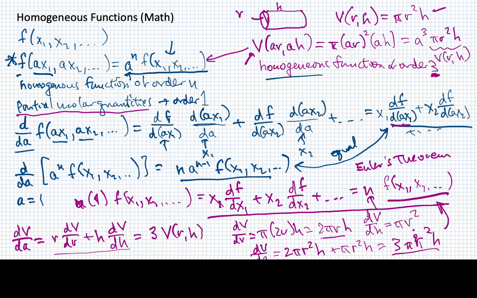So we can see how this works in practice. For a simple example like a cylindrical volume, it will work in practice also for the partial molar volumes, and that's something that we'll look at in the next video.